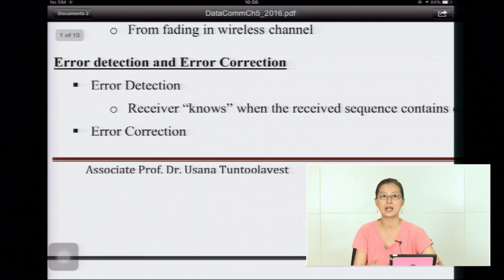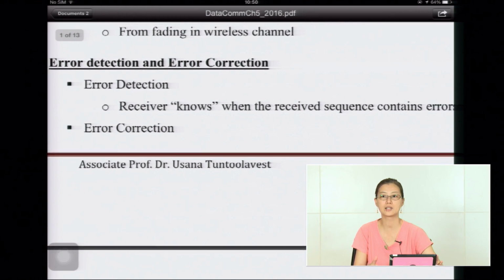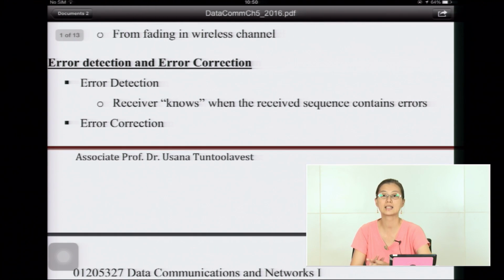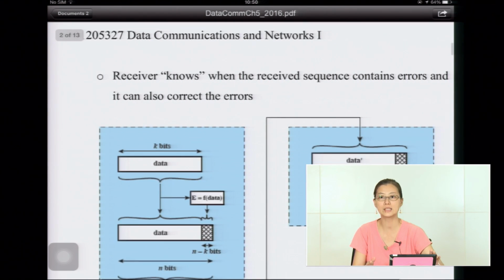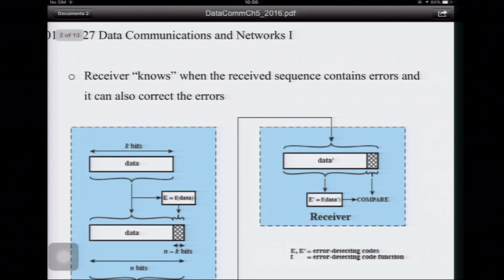Now we have to define error detection and error correction. Error detection means that the receiver knows something is wrong, okay, but it cannot correct it. It cannot do anything. It can just tell, maybe alarm or show that this received sequence is wrong, but it cannot correct it. Okay, so this is error detection. Error correction means that you know when something is wrong and you can also correct it. You can correct and make it right.